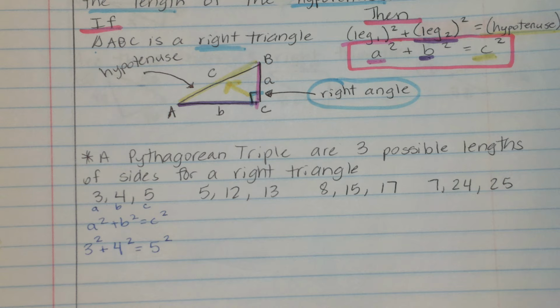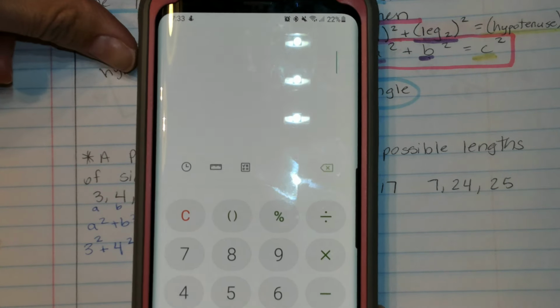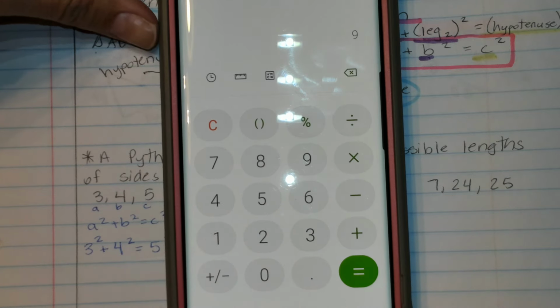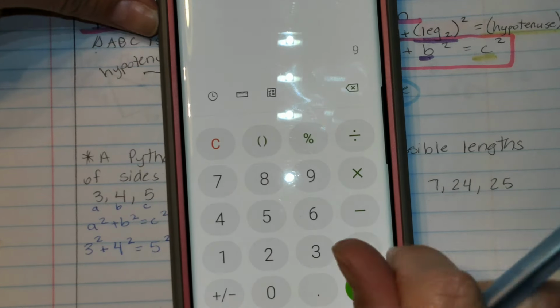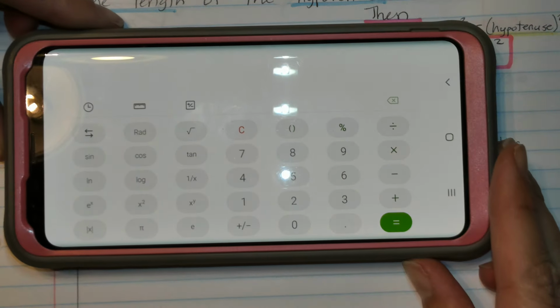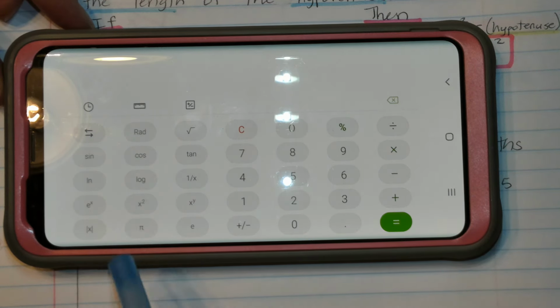And as always, I'm totally fine with you guys using a calculator. So I'm pulling up my calculator to show you guys. When I just look at my phone calculator like this, it doesn't have the square, but I could do 3 times 3. I mean, I know that's 9. So I could do it like that, but you can turn your phone sideways if yours is like mine, and then you get more buttons, and it's that one, the x squared. So I could do 3 and then that button. So it's just up to you how you do it.